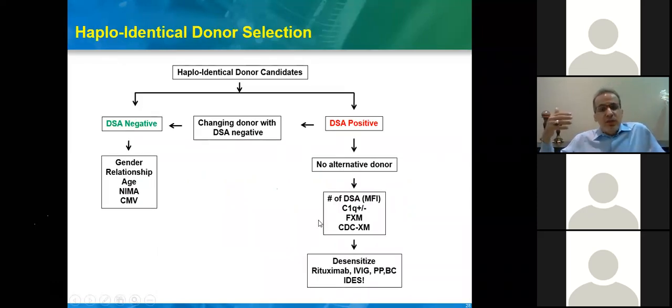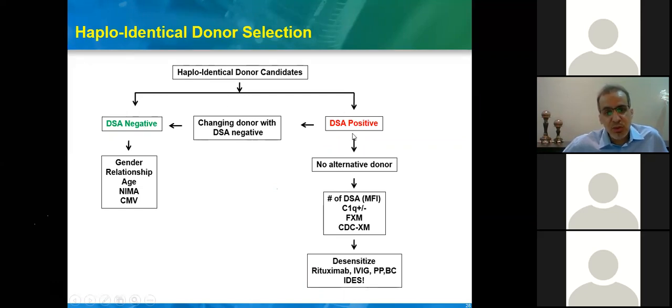Back to what we are doing in our institution, we are looking for haploidentical donor selection. We look for a haplo match, and if there is DSA positive, we would love to have, of course, DSA negative. But if DSA positive, we look for alternative donors. If there is an alternative donor that is DSA negative, that's really what we hope.